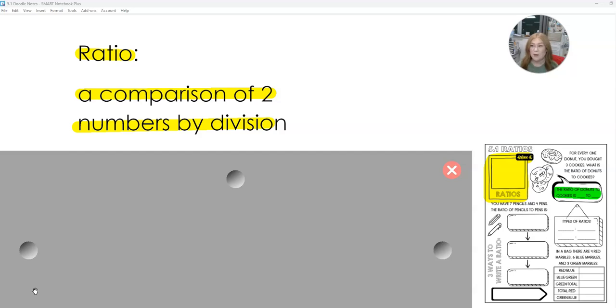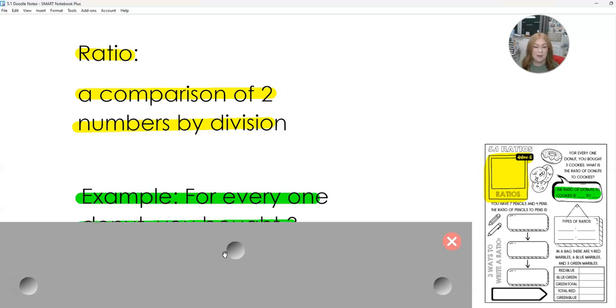For 5.1, we are going to start learning about ratios. And so we can see a ratio is a comparison, right? We're just comparing this and this. So it's comparing two numbers with division. Comparing two numbers by division. Make sure you get that written down there.